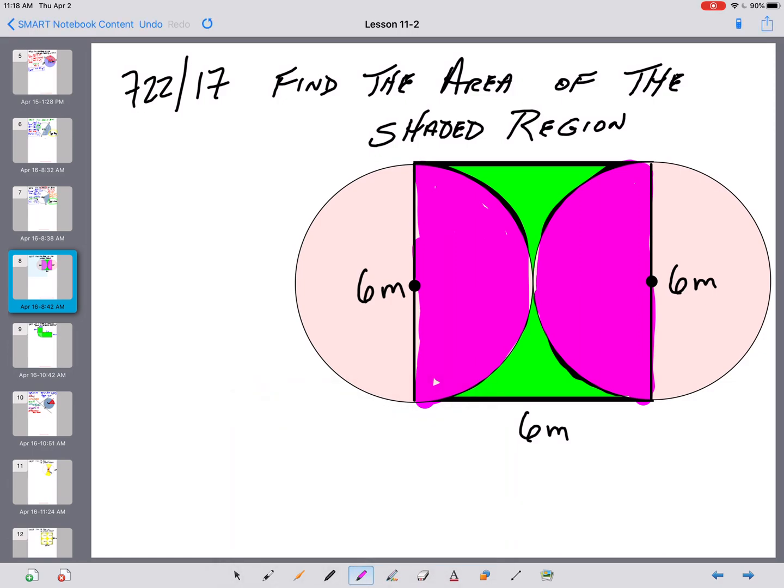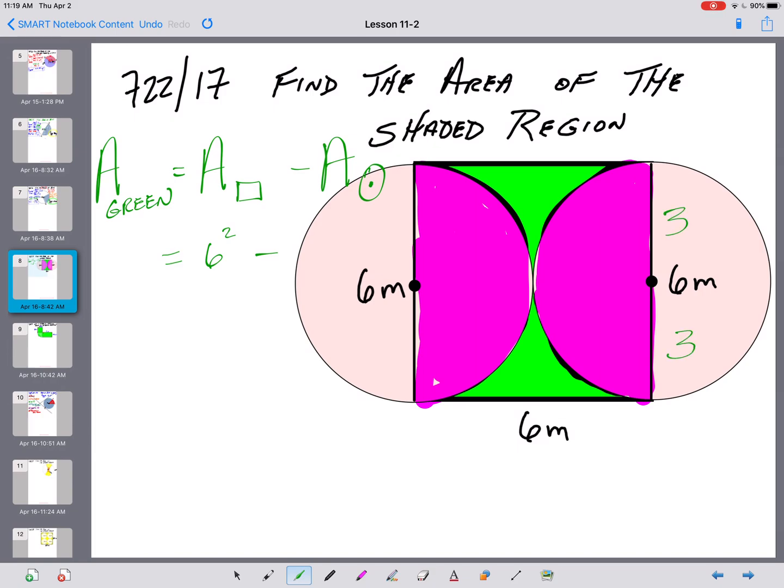So here we go. Our green area, okay? Area of the green, and that's what they wanted. On this particular problem, it's going to be area of the square minus area of one circle. Okay, area of a square, just side times side, so it's 6 by 6, so that's going to be 6 squared. Minus, now, what's the radius? Oh yeah, the radius is 3. There you go. That's the radius. That's what I need.